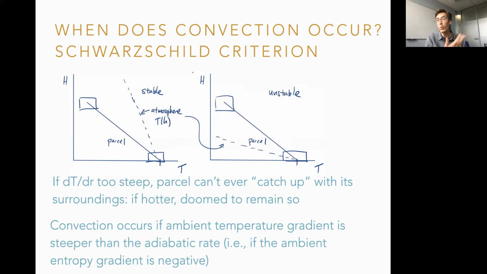So the Astro 101 version of this, the cartoon that we draw in an introductory astronomy class, might look something like this. Suppose I have some atmosphere that's stratified as a function of height. In other words, the temperature declines with height in some way that we know a priori. And suppose I've got a parcel of fluid that's sitting at some spot in the atmosphere, and it's got a certain temperature that is just very slightly hotter than its surroundings.